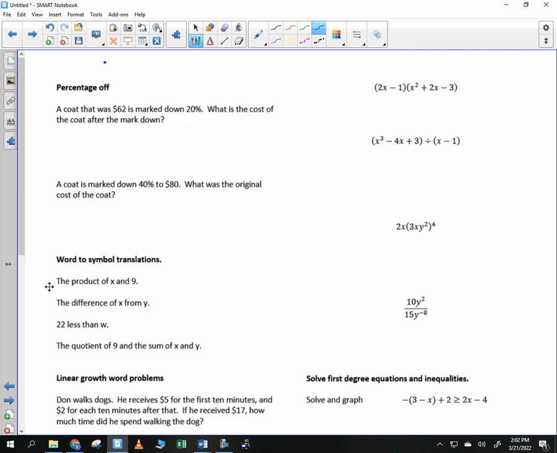So if it's marked down 20%, then what percent of value is it from its original? 80. It's 80% of the original, right? So you could also take 0.8 times 62, and you should get, anybody? $49.60.